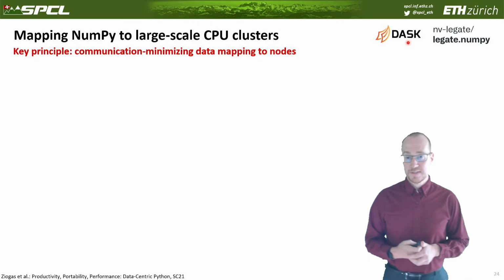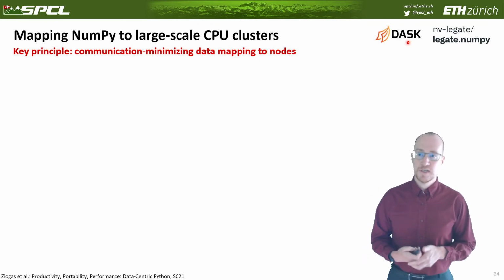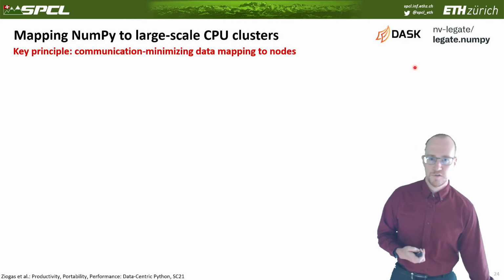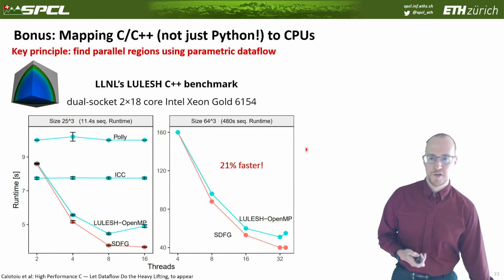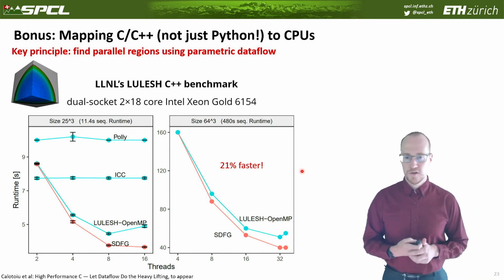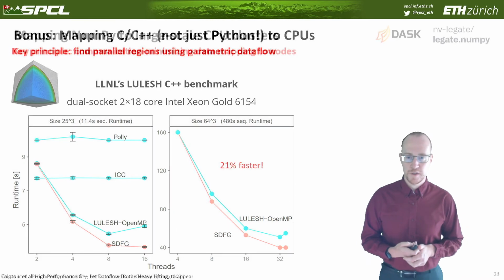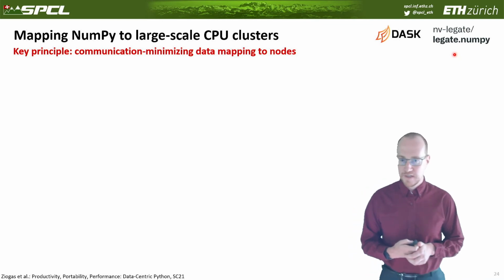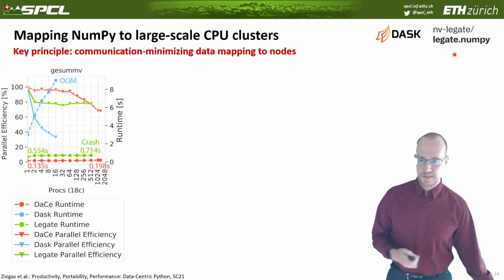So now, as one of the last examples, we are mapping NumPy to large-scale CPU clusters. Here we are comparing to, by the way, let me just elaborate a little bit more on this Lulesh. This is a manually tuned OpenMP version by the authors of the benchmark that we compare favorably against with 21% higher performance. Here we compare to Dask and a Legate prototype by NVIDIA.